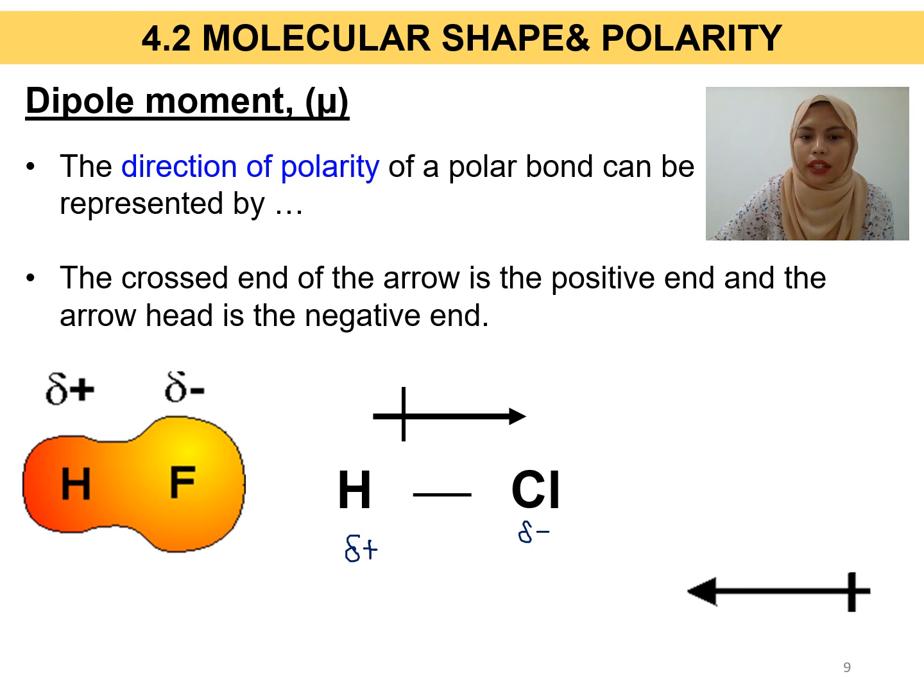Okay, so actually you can represent dia punya direction of polarity. Polarity ni actually dia akan bergerak daripada positive end kepada negative end. So you can represent dia punya direction of polarity by this arrow. Okay, arrow yang di sini ialah arrow dipole moment. This is dipole moment punya arrow, di mana the cross end ni akan represent the positive end, while the arrowhead ni akan represent the negative end.